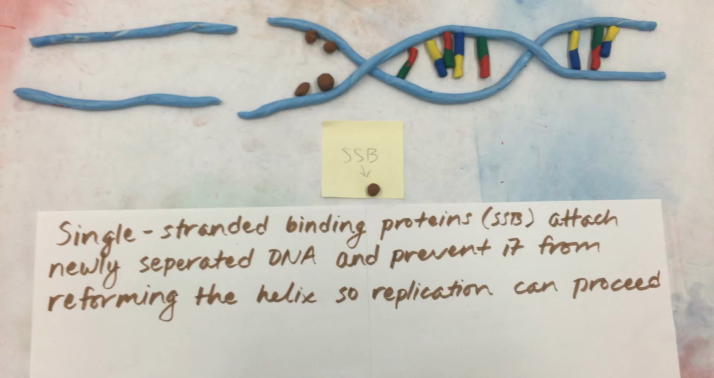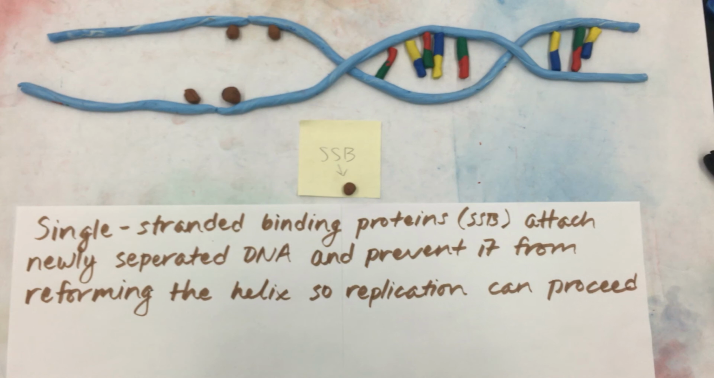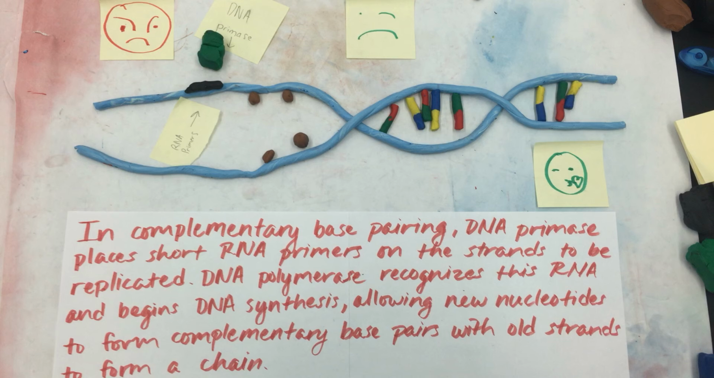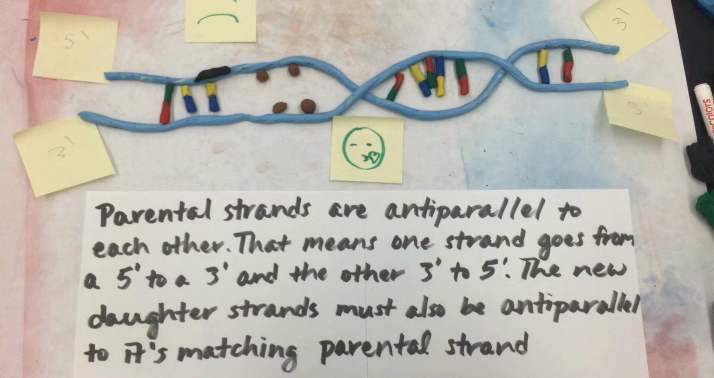Single-stranded binding proteins attach to the newly separated DNA and prevent it from reforming the helix so replication can proceed. In complementary base pairing, DNA primase places short RNA primers on the strands to be replicated. DNA polymerase recognizes this RNA and begins DNA synthesis, allowing new nucleotides to form complementary base pairs with the old strands to form a chain. Parental strands are anti-parallel to each other.